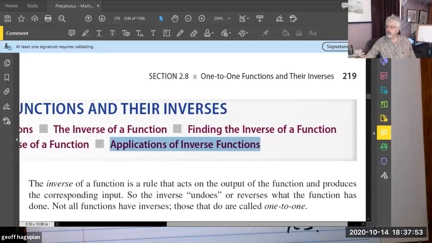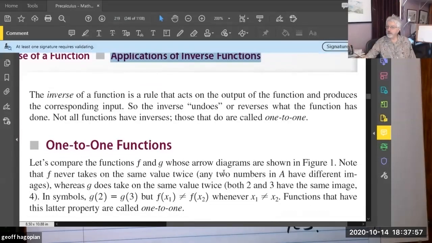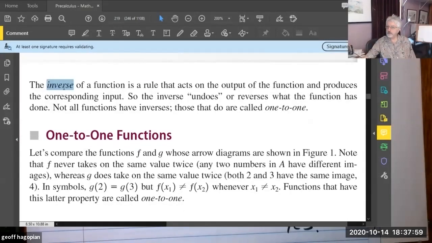But so what do they say here? The inverse of a function is a rule that acts on the output of the function and produces the corresponding input. So the inverse undoes or reverses what the function has done. This is not always possible.